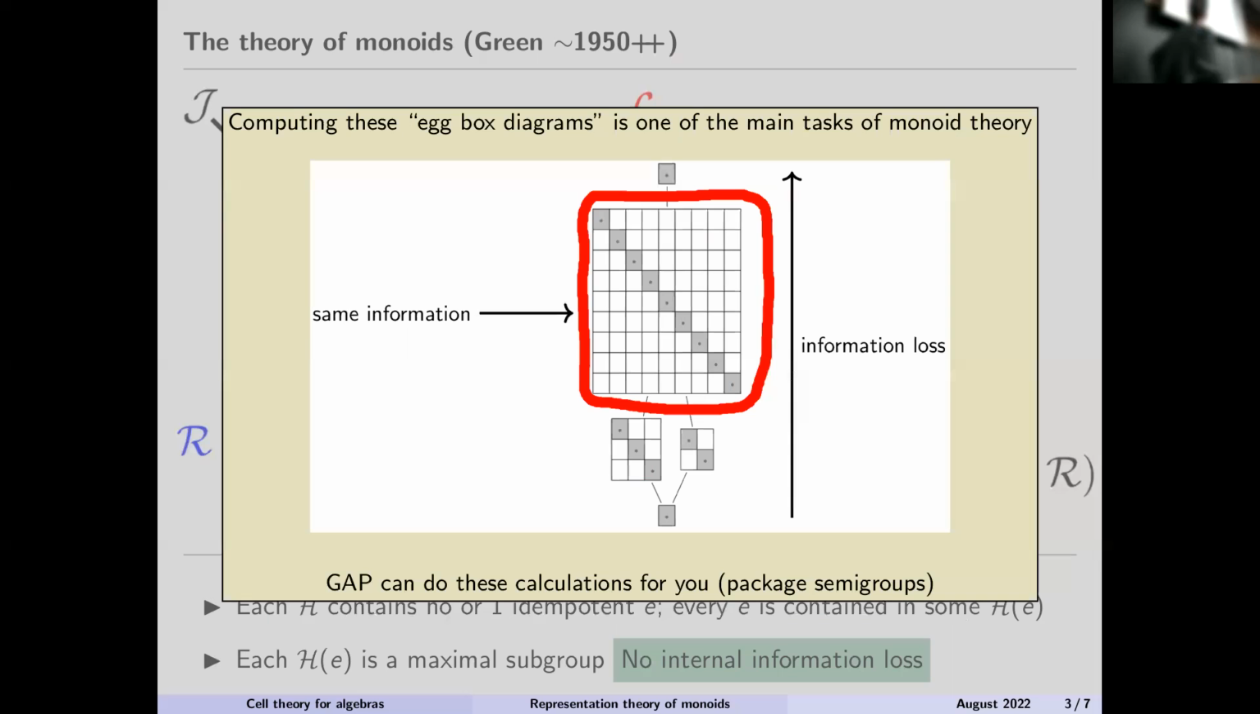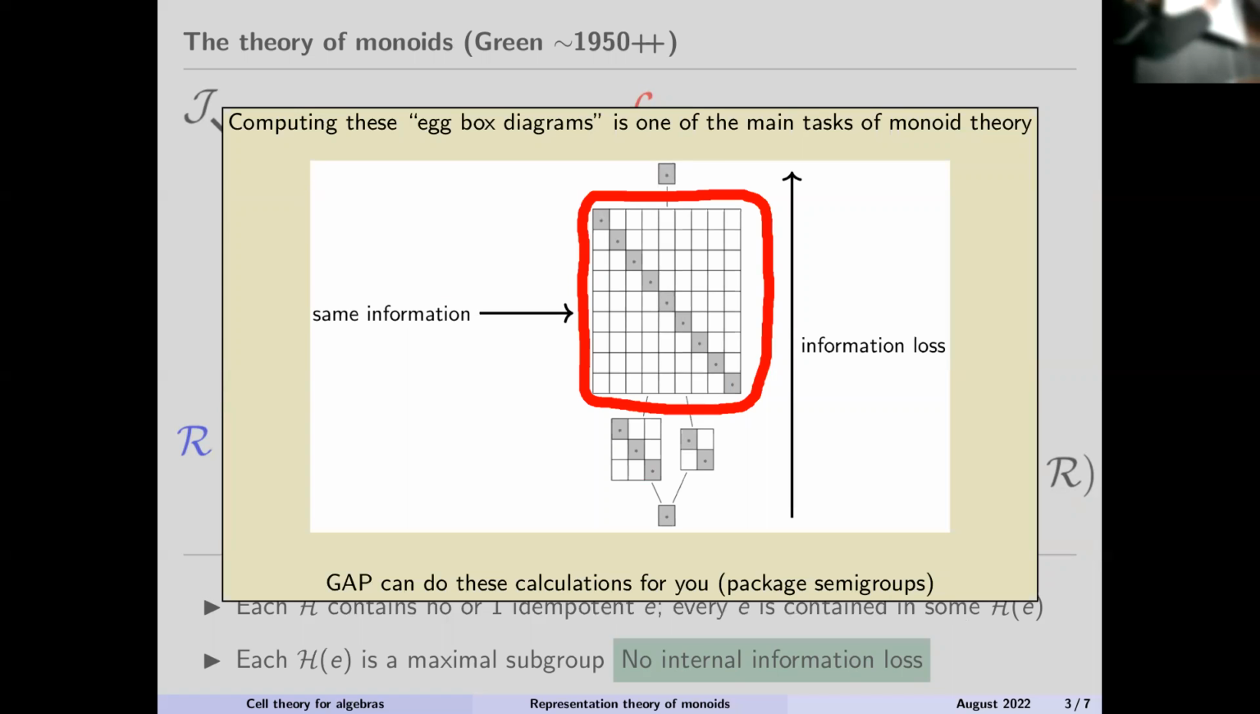And this is how it looks. So you usually have all these cells and they form some kind of poset. What you see, the big ones are the two-sided cells, the J cells, with columns and rows being the left and right cells. And the small entries are all these H cells, and the colored ones are the idempotents. And one block of them is the same information. I think of them as going upwards. The further you go up, the more information is lost.